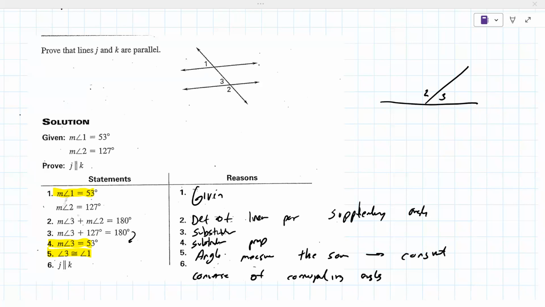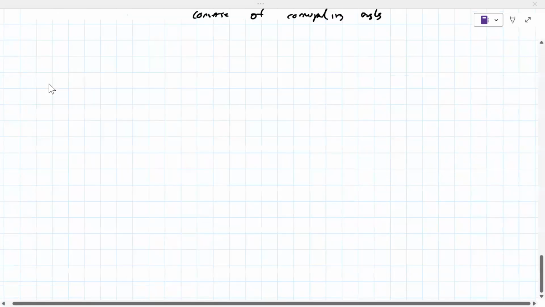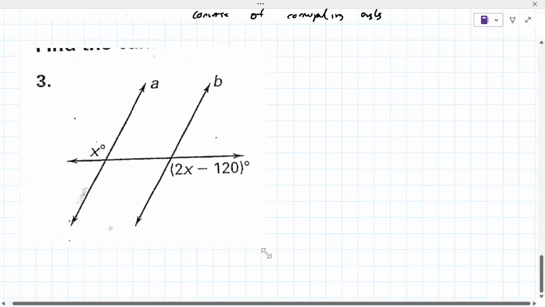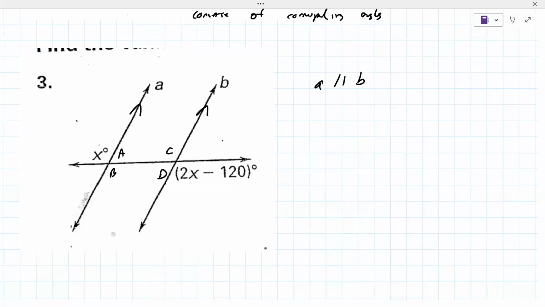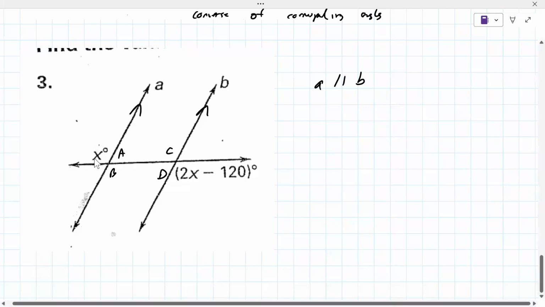Just because we don't have a ton of time here, let's just do a couple of solving problems, or at least maybe go to one. Okay, so assume that the lines are parallel. A is parallel to B. And I'm going to put some letters in here. So A, B, C, and D. X right here is the same as what angle measure? A, B, C, or D, or more than one of the above.